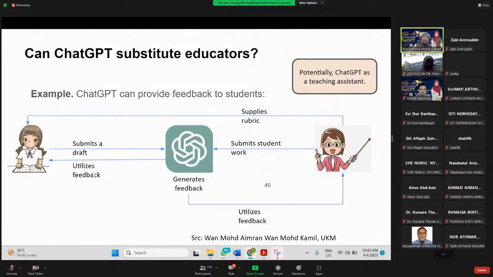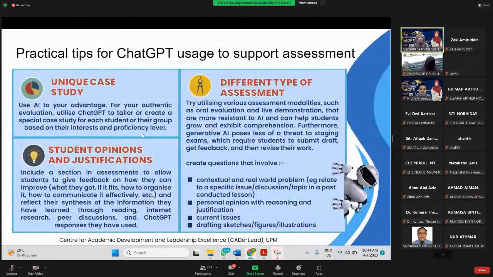Look at this. People may be concerned, can ChatGPT substitute educators? How about when the student submits the draft to ChatGPT and ChatGPT generates some response to it, and the student utilizes that feedback? After that, when the student submits the work to the instructor, this time the instructor uses ChatGPT to get feedback and to score based on the rubric. So this is where we would see that ChatGPT is immersed in teaching and learning.